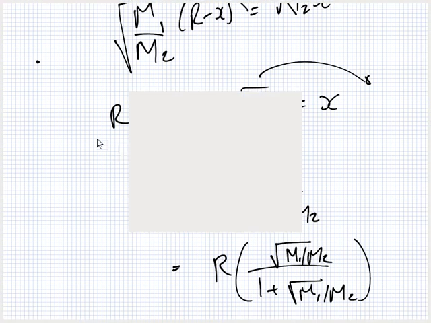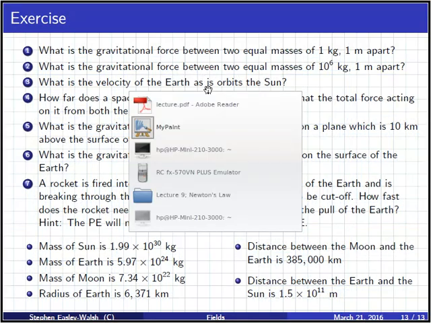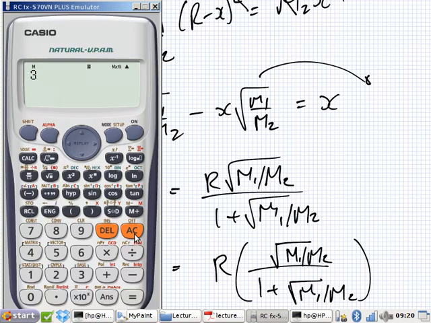Right, what's the distance between the Earth and the Moon? Sorry, go ahead, Monica. 3. Okay. And here we have a fraction, and here is a root and a 1 plus a root. And inside the root is a fraction, and inside the other root is the same fraction. Okay, what's the M1, the mass of the Earth? 5.97. And for the Moon?